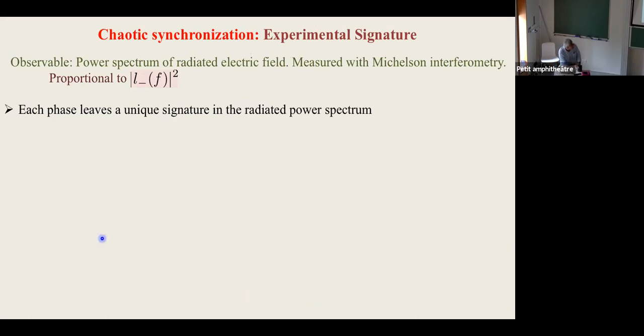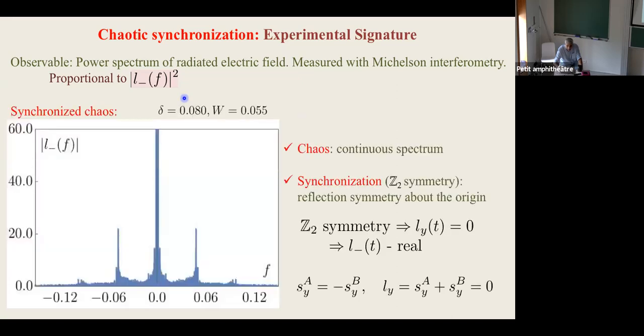Okay, so let's talk about the experimental signature of synchronized chaos. The observable here is an autocorrelation function, which is the same as the power spectrum of the radiated electric field, and that can be measured with Michelson interferometry. This is proportional to the total spin L minus at frequency f, mod squared. Each of the phases that I described has a unique signature in the radiated power spectrum, but I will only describe the signature of the synchronized chaos.